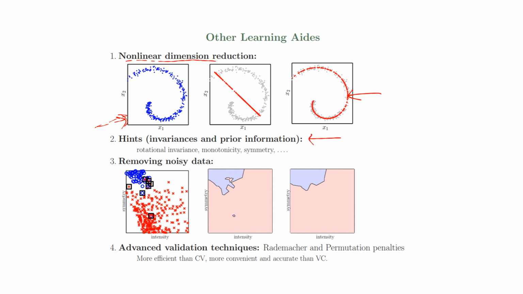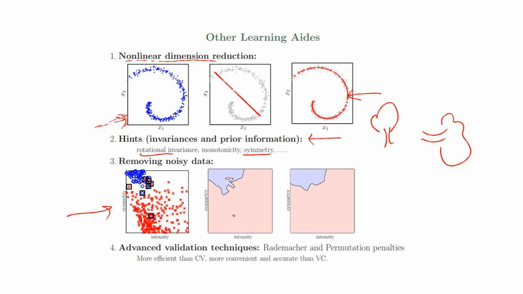The second thing we can apply: these are other learning aids that are available, and if you're interested, you should check the literature. The second one is hints, or invariances and prior information. This involves some domain knowledge. For example, let's say we are classifying trees. A tree of this form is a tree, but a tree of this form, which is rotated, with some difference in symmetry and rotational invariance, is also a tree. Because I have this prior knowledge of tree pictures, I can incorporate that in my data, and that's also a learning aid we should keep in mind when dealing with pre-processing.